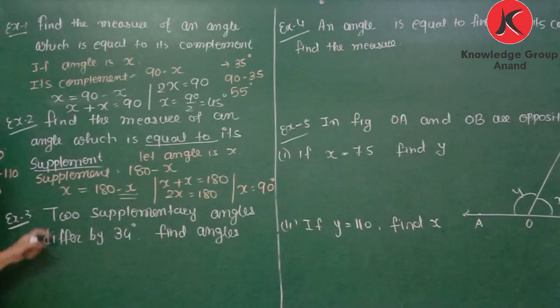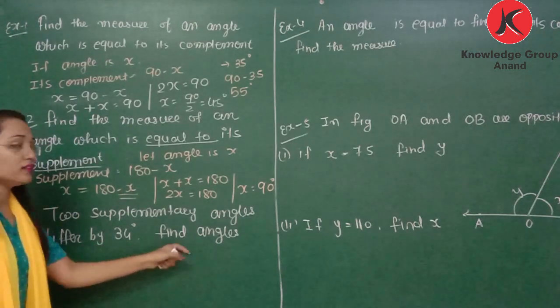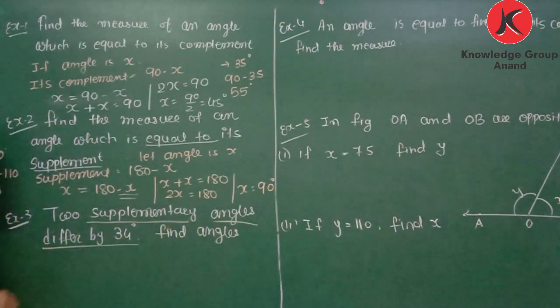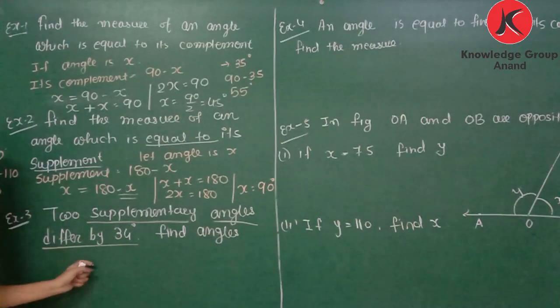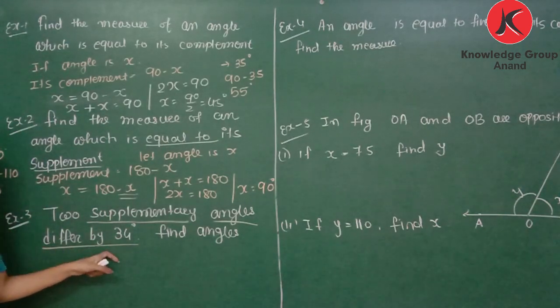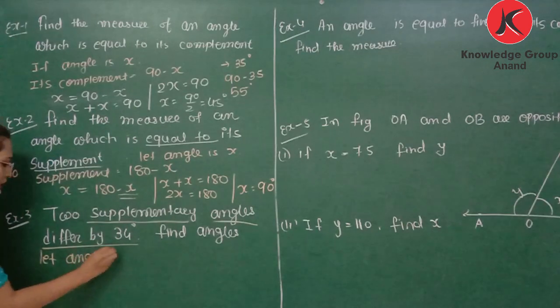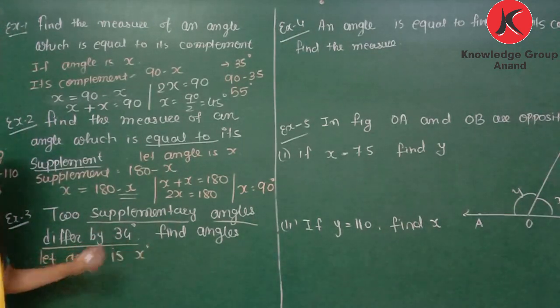Okay. Now next, two supplementary angles differ by 34 degrees. Find the angles. What is the question? Two supplementary angles differ by 34 degrees. It means the angles are supplementary and their difference is 34. But we don't know what the angle is, so we can write, let the angle be x and the difference is 34.